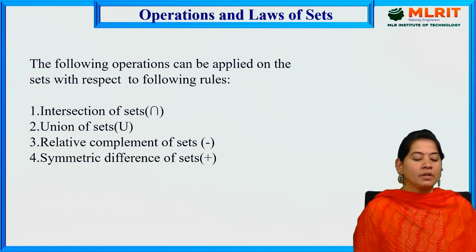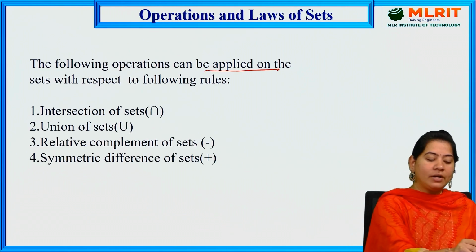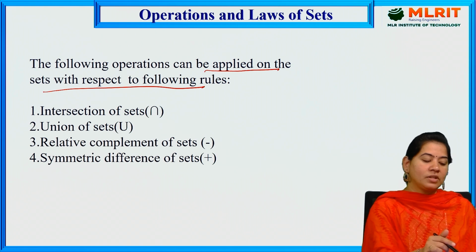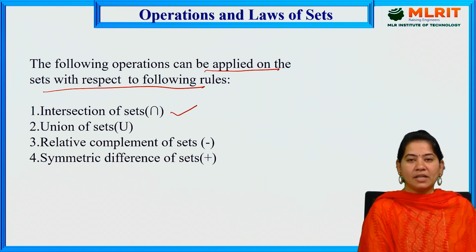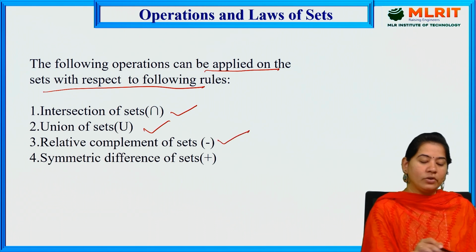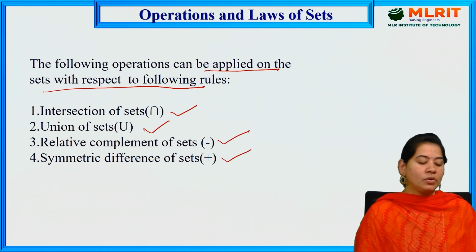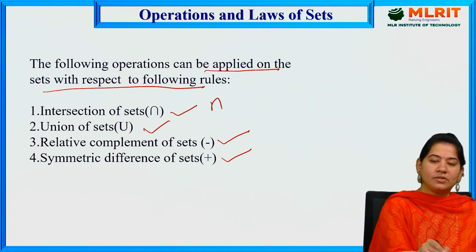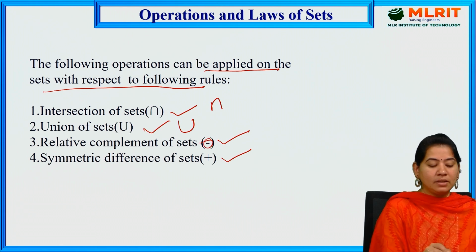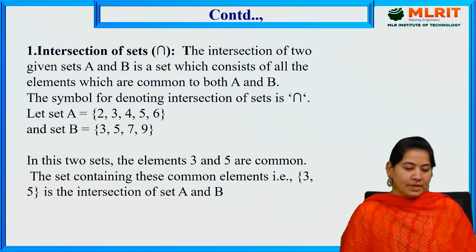Here the following operations can be applied on the sets with respect to the following rules. The main operations in the laws of sets are: first, intersection of sets; second, union of sets; third, relative complement of sets; and also symmetric difference. Intersection is denoted with the reverse U, union with the regular U, relative complement with minus, and symmetric difference with plus. So let us see one by one.